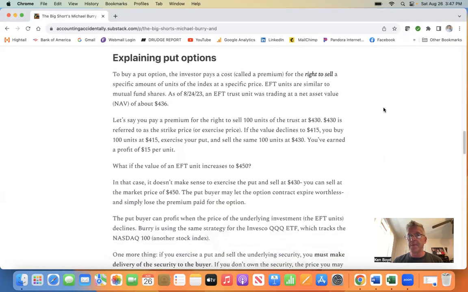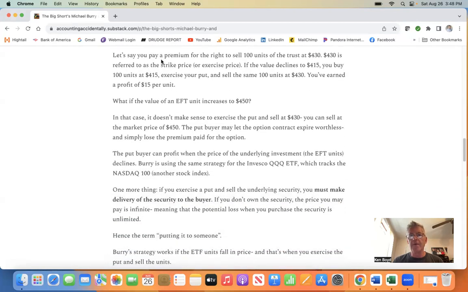So let's talk about puts. To buy a put option means the investor pays a cost, called a premium, for the right to sell a specific amount of units of the index at a specific price. As mentioned above in the definition, ETF units are similar to mutual fund shares, so let's use the word unit rather than shares. As of 8/24/23, when I looked it up, the ETF trust unit was trading at a net asset value of $436. So let's say you pay a premium for the right to sell 100 units of the ETF trust at $430. $430 is referred to as the strike price or the exercise price.